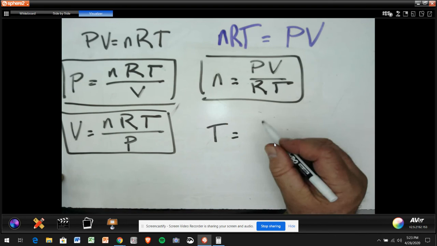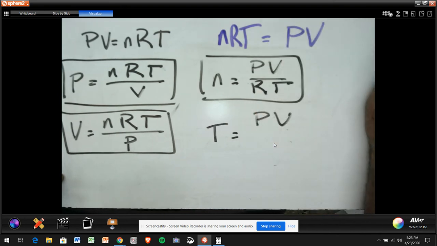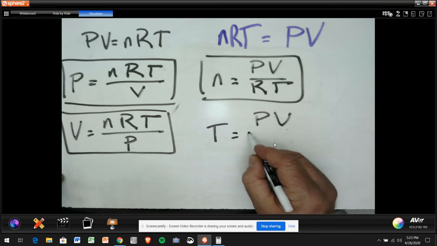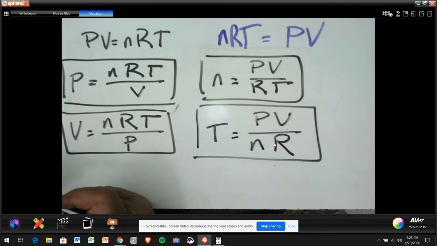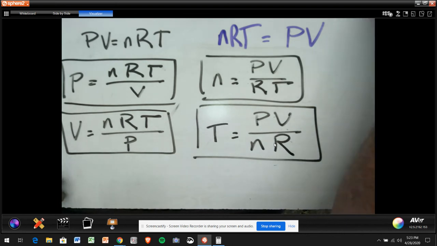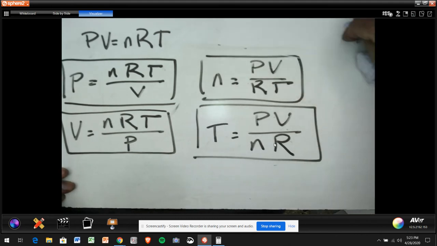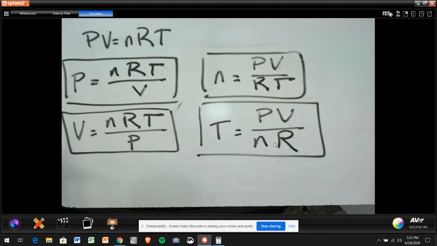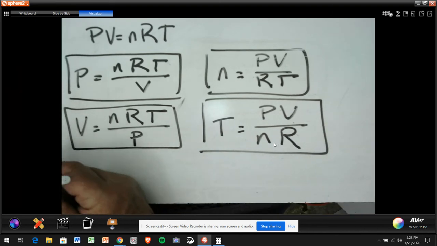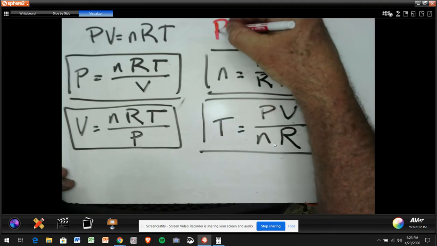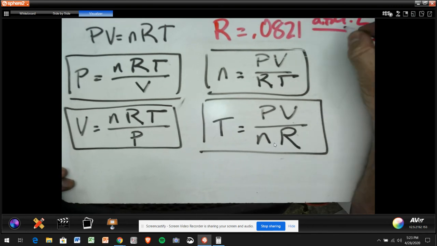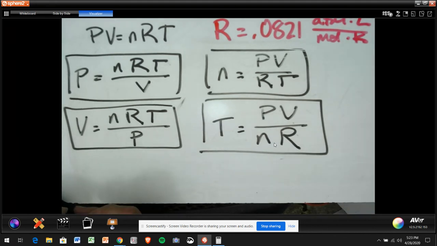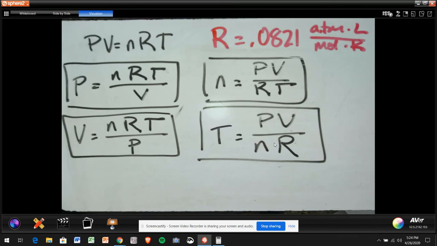And then finally, if I want to solve for T, here I've got T on the left. Pressure and volume are already on the other side. I don't have to do anything with them. But if I want T by itself, I have to get rid of n and R by dividing both sides by n and R. And so now I have four variations on the ideal gas law that I can use to solve for any variable that I don't have. And of those variables, R is always the same. R is always 0.0821 atmosphere liters per mole Kelvin. That is a given. We can always go with that, and it will always work.